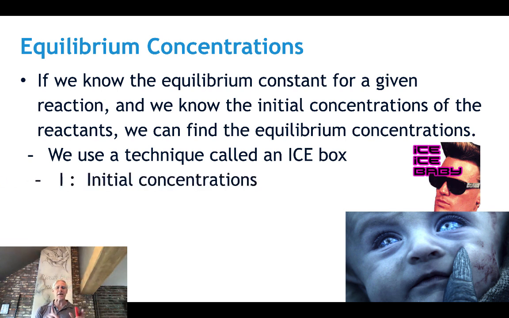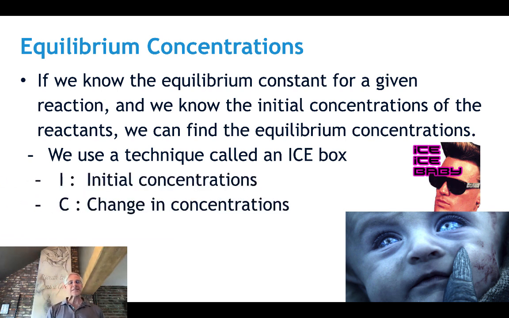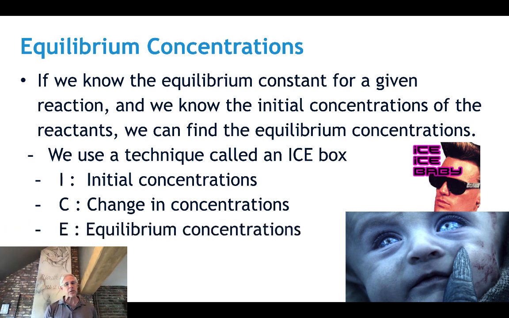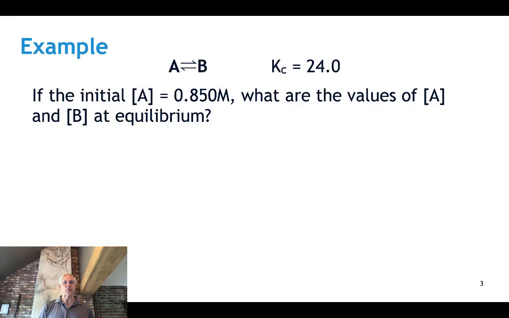So what is ice here? Ice: I, initial concentrations, C, changing concentrations, and E, equilibrium concentrations. So this idea of an ice box is going to set up our calculation for our initial concentrations that were given, the changing concentrations, which is going to be an unknown, and the equilibrium concentrations, which is the sum of the I and the C. So let's take a look at an example here.